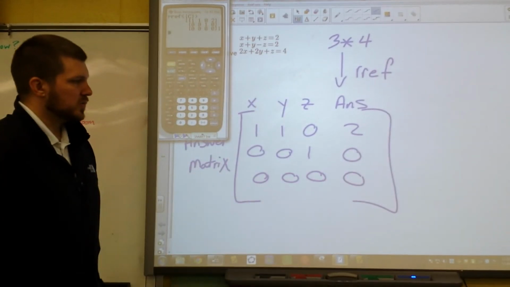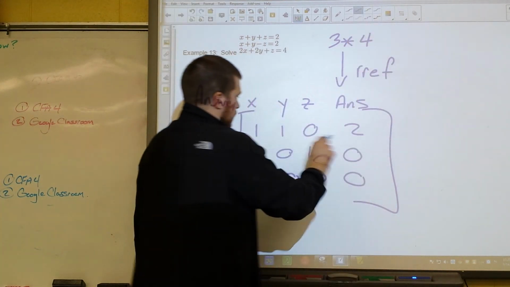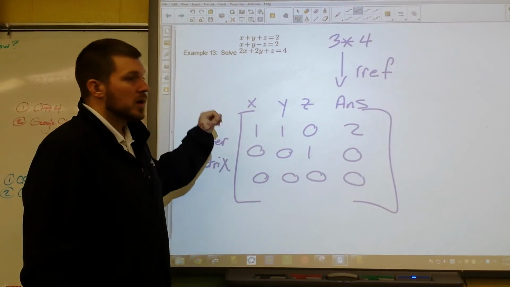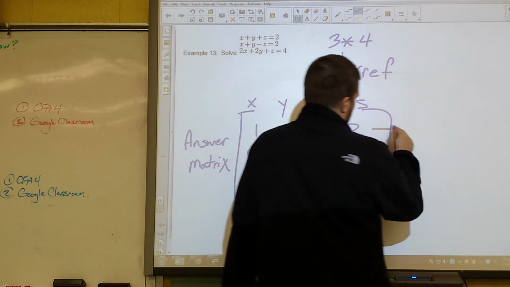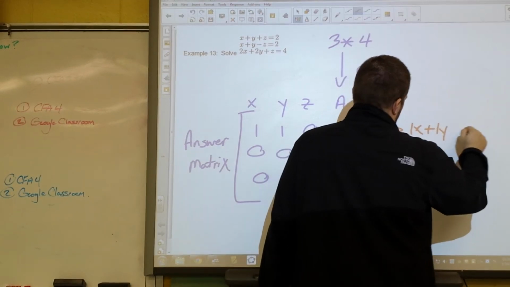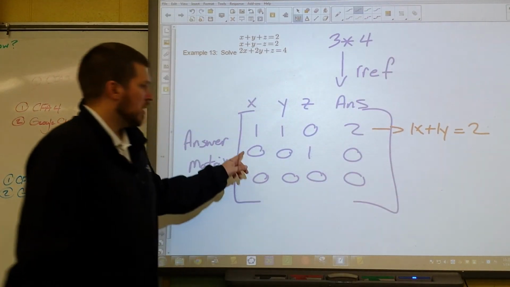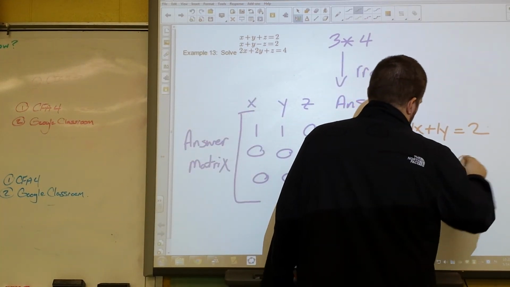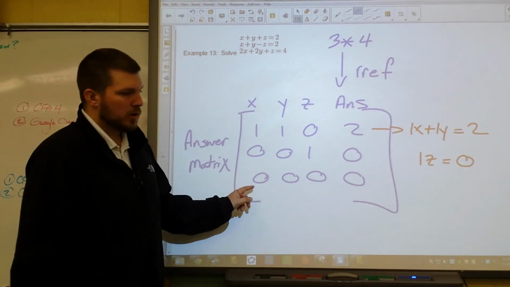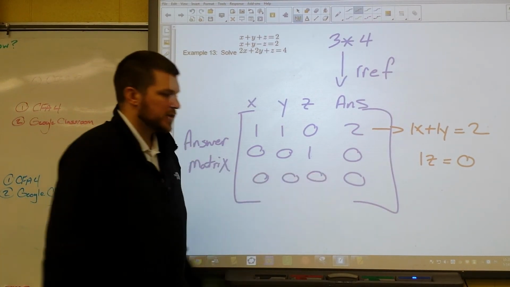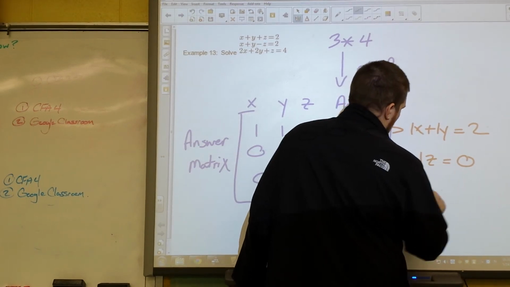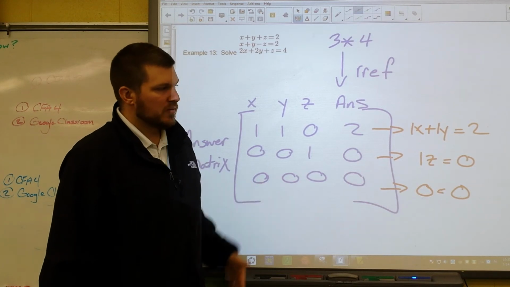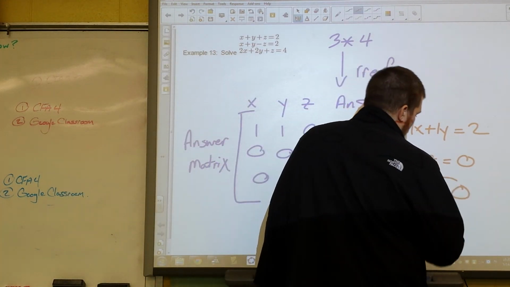All right, let's talk about what each of these things means. In the first row of my answer matrix, I have 1x and 1y, and it's supposed to be equal to 2. Both of these are positive, so this translates into 1x plus 1y is equal to 2. In this row, I have 1z is supposed to be equal to 0. And in this last row, I have 0x, 0y, 0z, and that's supposed to be equal to 0. So 0 equals 0. I ran out of variables. I don't have any variables represented here, so that's kind of the problem.